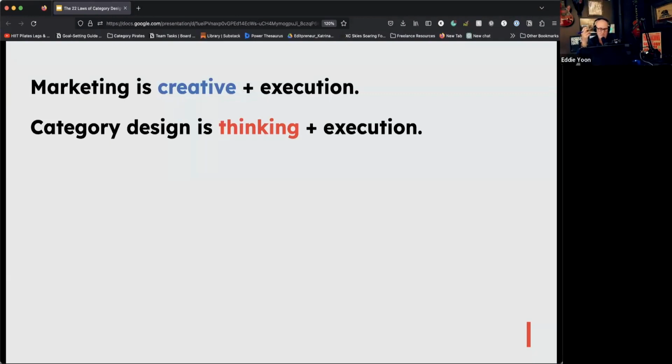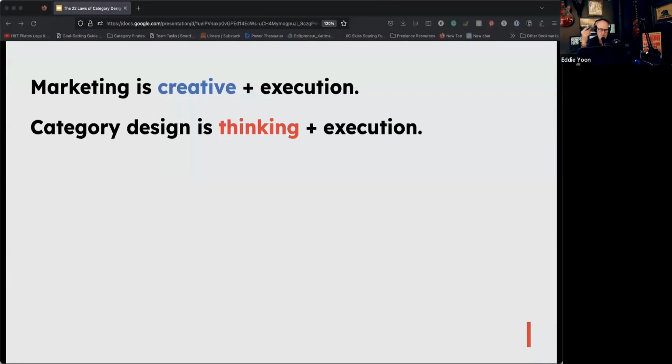Kevin Maney famously called category design a different lens. Most people know that you can design a business, a company, a business model, a product, a service. But most people don't realize you can actually design a market category. And it turns out the economics are pretty compelling.